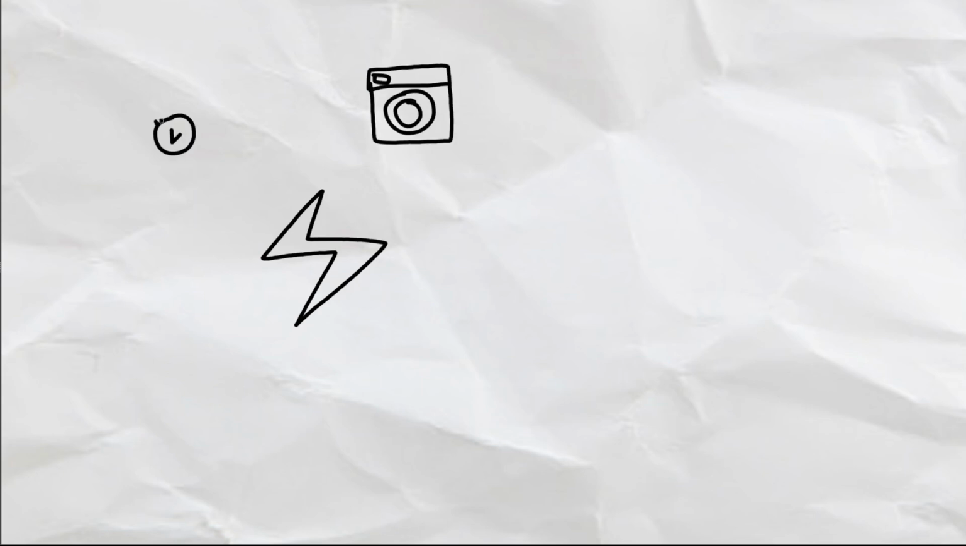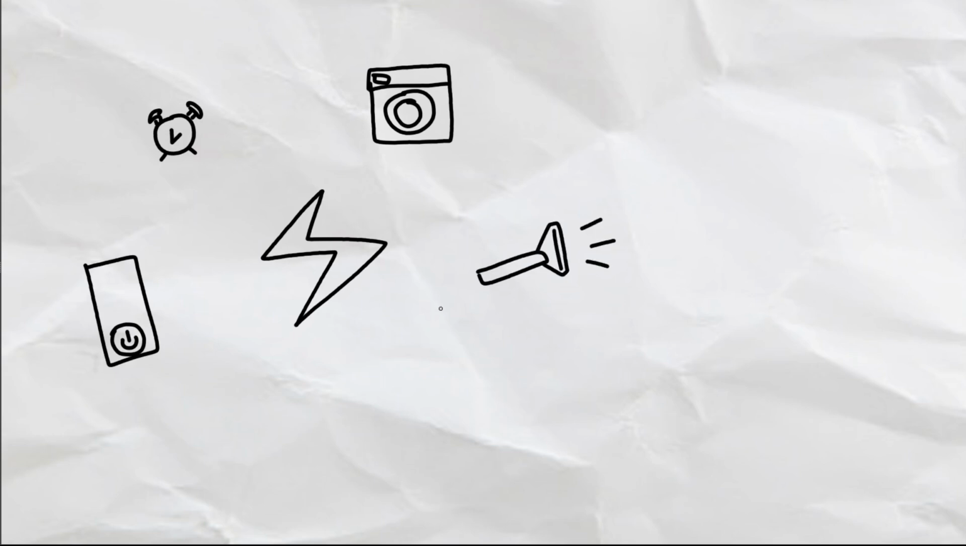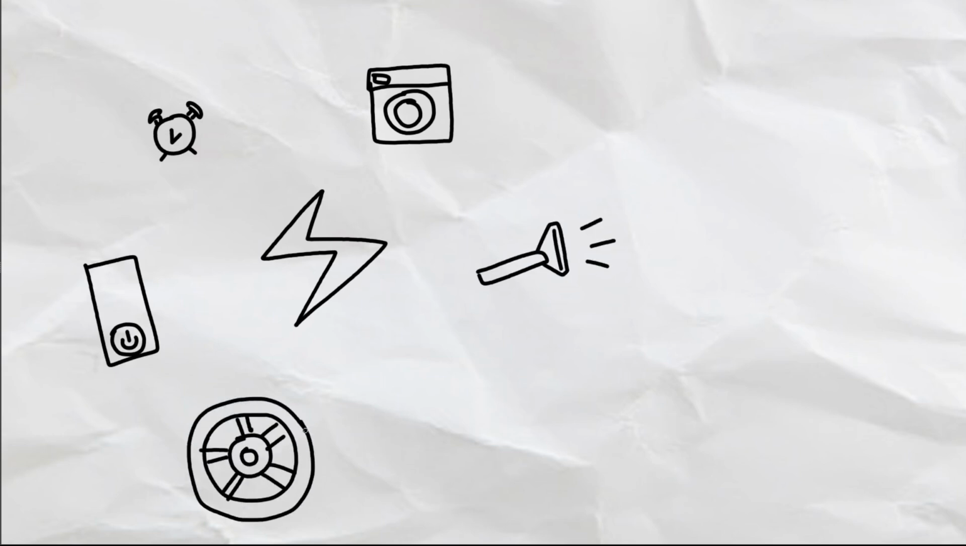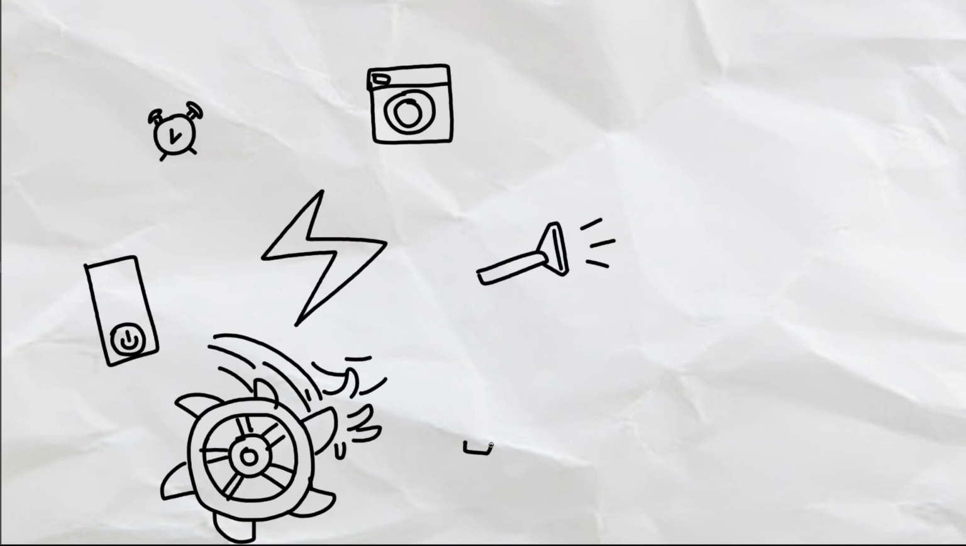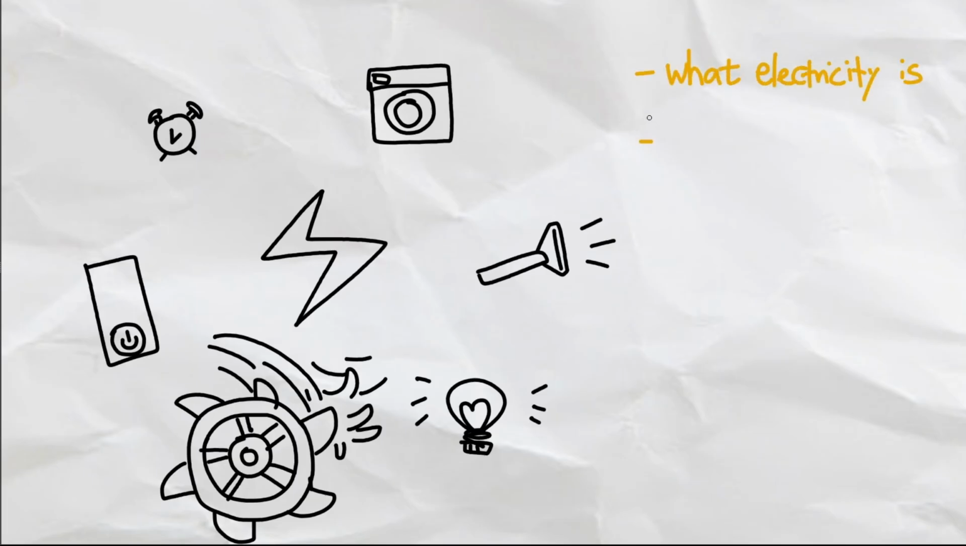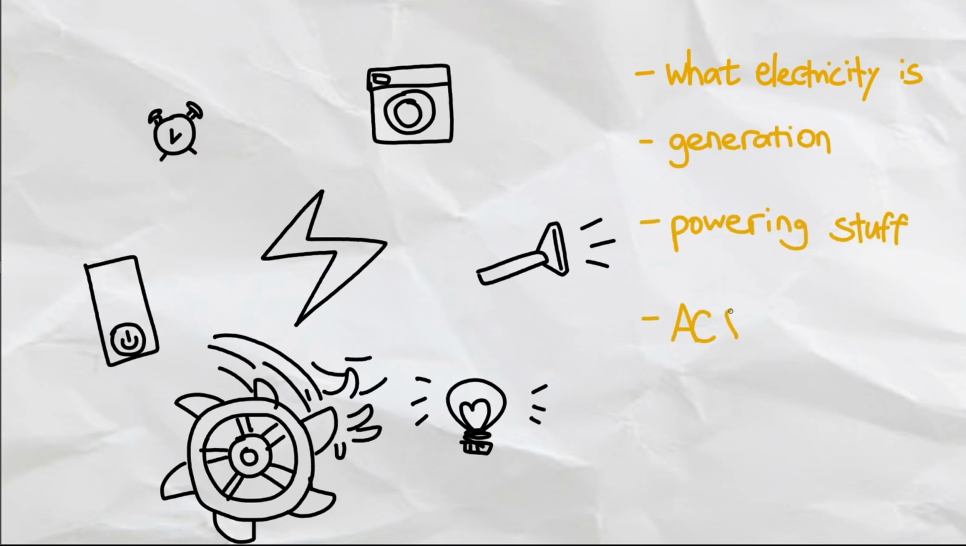Electricity powers our world, from washing machines to the annoying alarm clock that always wakes us up. But how do we go from some water turning a wheel into powering up a light bulb? In this video, we'll go over what electricity is, how it is generated, how it provides power, and the difference between AC and DC. Let's go over electricity first.